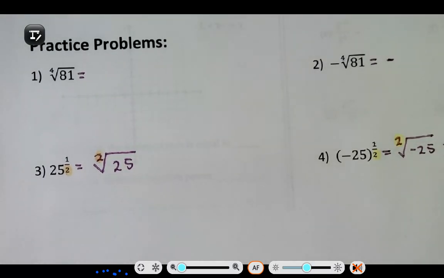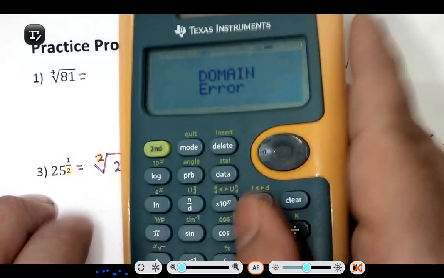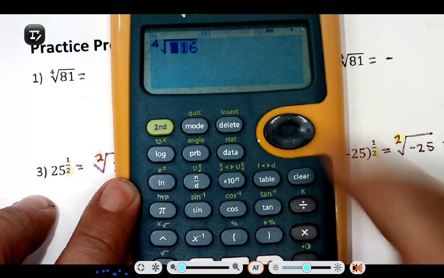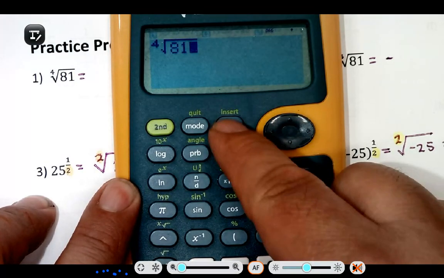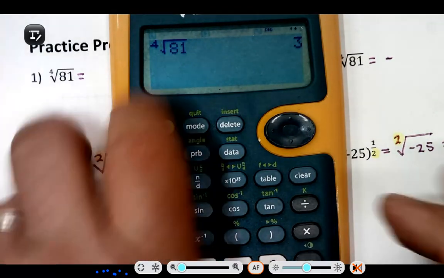All right, so take a quick moment, try these out, throw them into the calculator, and then we'll check your answer shortly. So we're going to pause the video right now. All right, so let's see if you got these right. Remember, this is the 4th root of 81. So I actually have this ready to go, 4th root of 81. Let's see if you got the right answer. You should have gotten the answer of 3.